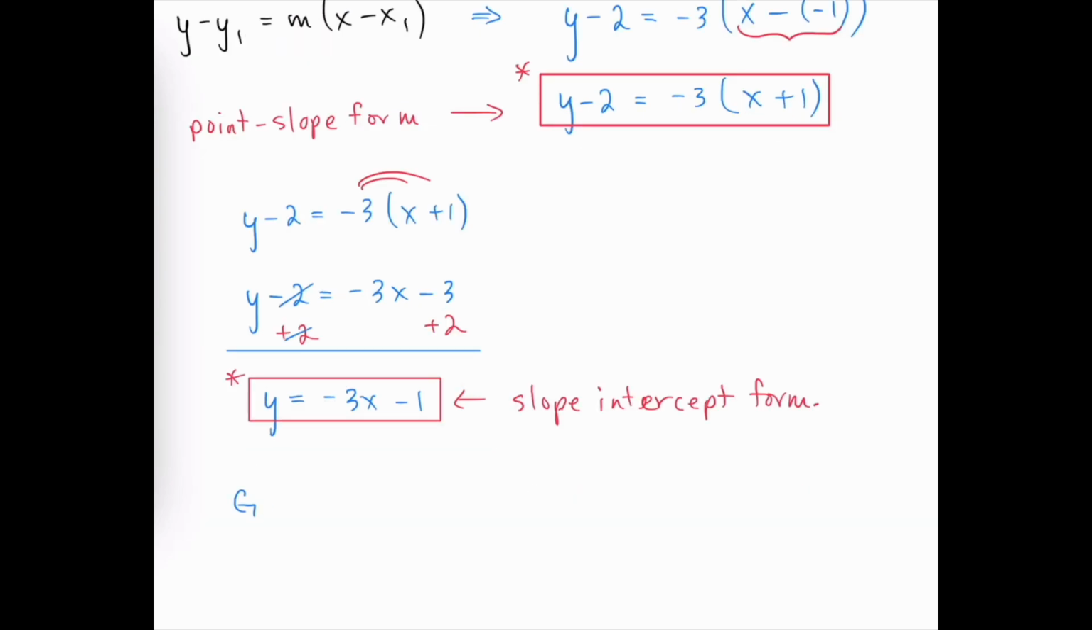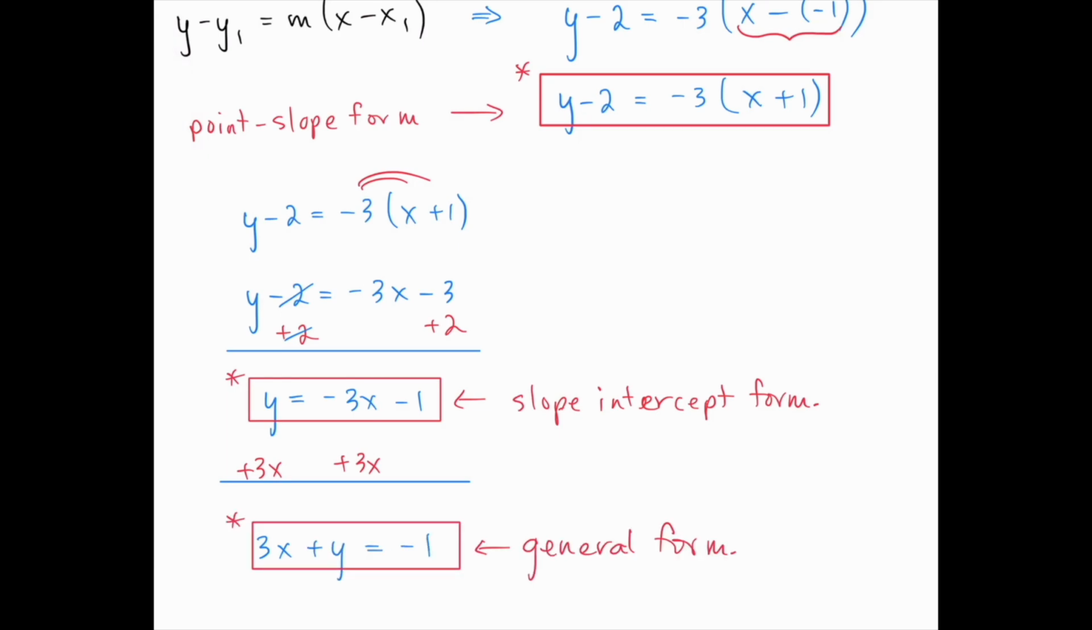If you were asked to write the equation in general form, which is, as a reminder, ax plus by is equal to c, we would just need to get the x and y terms on the same side of the equation. So in order to write it in general form, all we would need to do is add 3x to both sides to get 3x plus y is equal to negative 1, and this would be the equation of our line in general form.